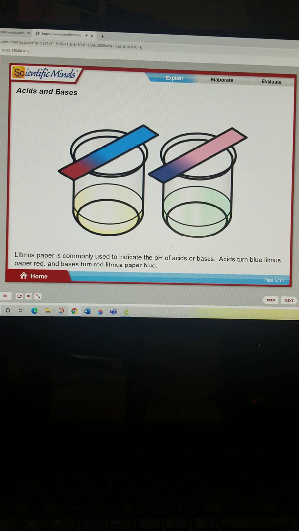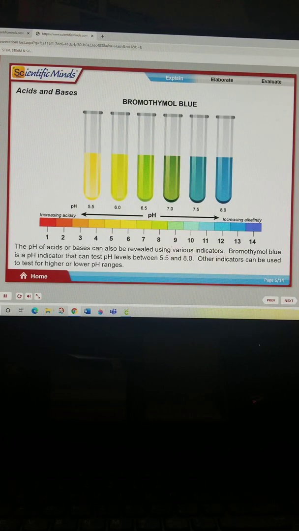Litmus paper is commonly used to indicate the pH of acids or bases. Acids turn blue litmus paper red, and bases turn red litmus paper blue. The pH of acids or bases can also be revealed using various indicators. Bromophenol blue is a pH indicator that can test pH levels between 5.5 and 8.0. Other indicators can be used to test for higher or lower pH ranges.